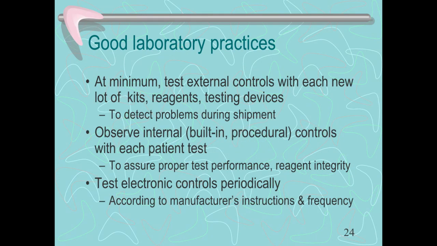At minimum, test external controls with each new lot or kit, reagents, and testing devices to detect problems during shipment. Maybe it got too cold, maybe it got too hot, maybe it got jarred around too much, maybe it cracked a cassette to the point where you can't really see it, but the machine can tell. You want to look for built-in procedural controls for each test patient on some, and make sure that the machine itself did a test.